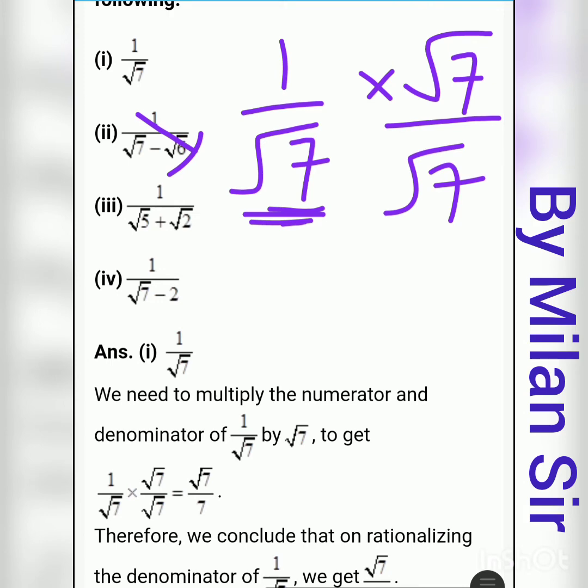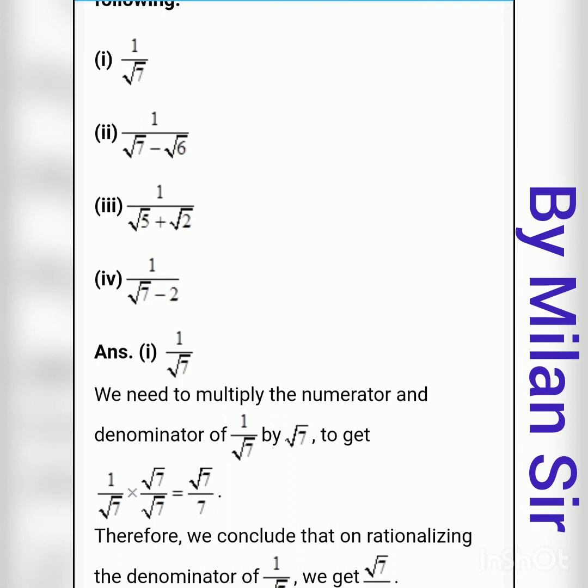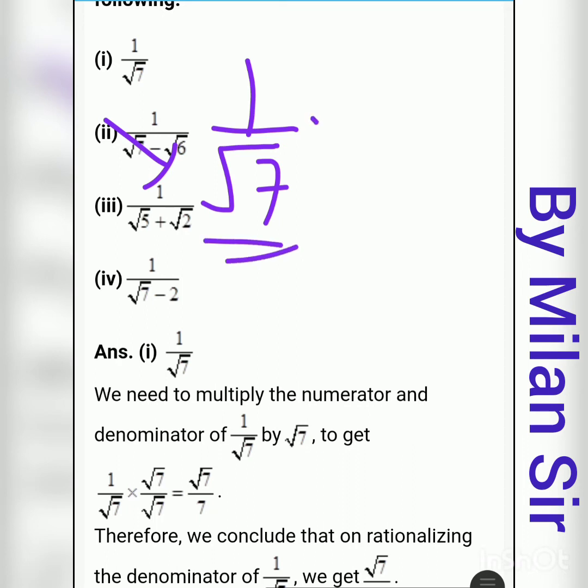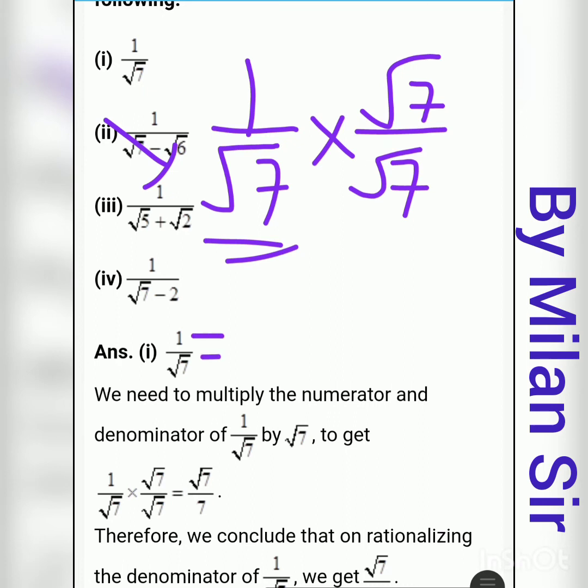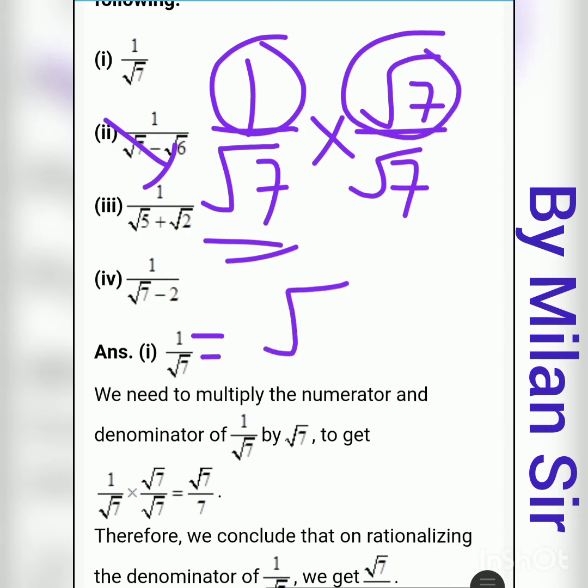If we multiply and divide, it does not affect the equation, it only changes the form of our equation. Again I repeat one thing: if we have only one term in the denominator, at that time we need to take the same term in multiplication and division. Now 1 multiplied by under root 7 is under root 7 only.